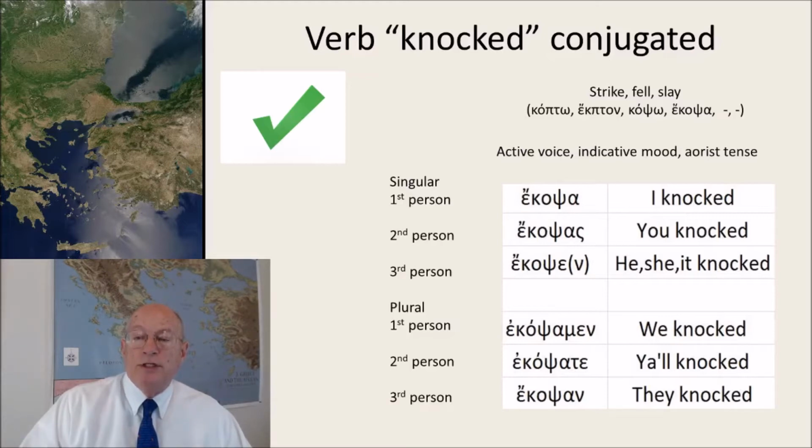And so this is the conjugation of the aorist verb knocked. Now, two things happen here. Well, three things perhaps. The stem is formed by adding an epsilon augment to the front, and then because we have a pi tau stem, that pi tau stem, according to the rules we learned, becomes a psi. And then beyond that, you add the endings, the normal endings of the first aorist tense. And so here we have the conjugation of knocked. Ekopsa, ekopsas, ekopse, ekopsamen, ekopsate, ekopsan.